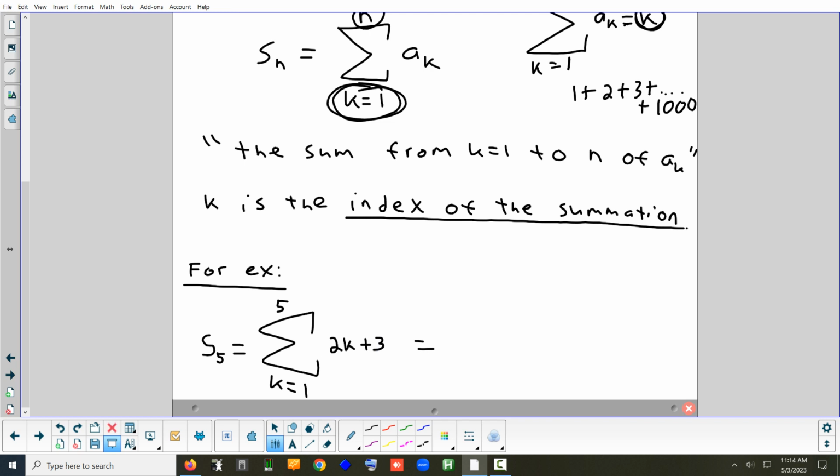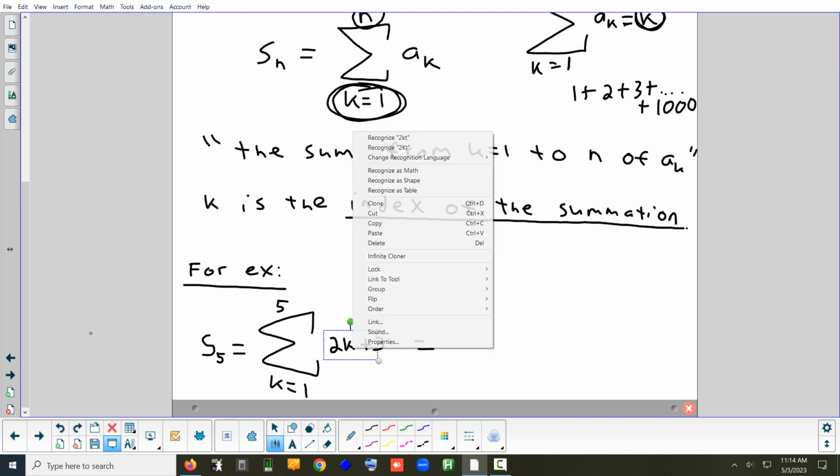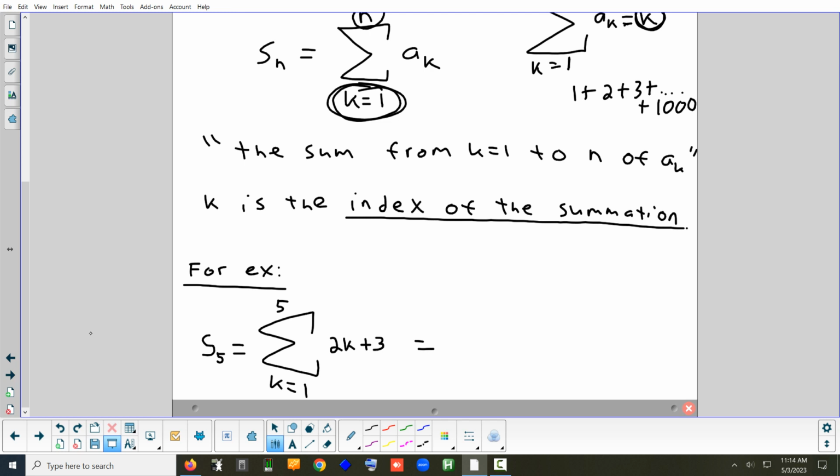Okay, so let's start with 1. If you plug in 1 for k, what do you get in that formula? 5. Plus, what's the next number we plug in? 2, and you get 7. The next number you plug in, 3, and you get 9. Plug in 4, you get 11. And now we've reached the stopping point. You do plug that one in now. So when you plug in 5, you get 13.